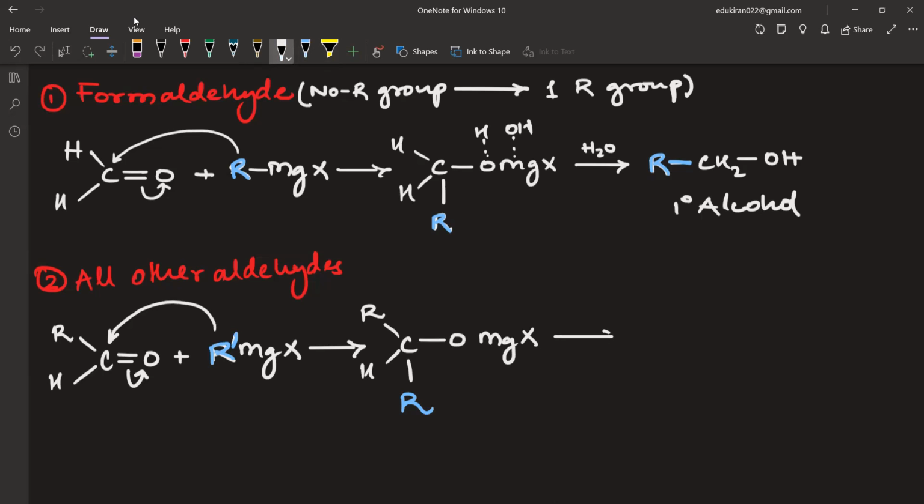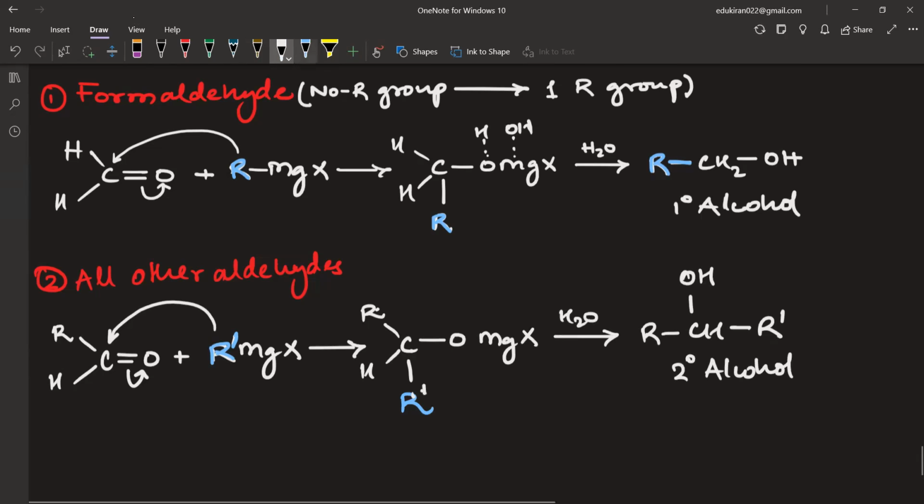Further on hydrolysis, we get R, carbon, CH, and then we again get an R, and this carbon atom is having the OH group. As you can see, R, C, R, and then we have the OH group. So this is actually R dash here. So this is a 2-degree alcohol. Also remember this R dash is coming from my Grignard reagent.